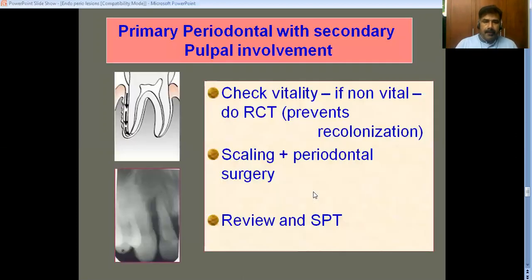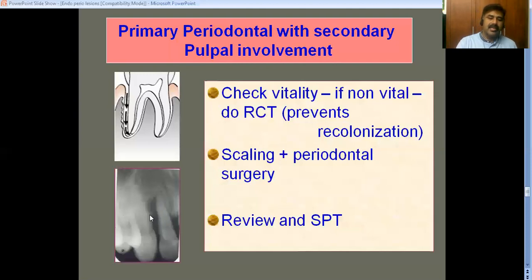Right. Now, if it is a primary periodontal lesion with secondary pulpal involvement, look, this is a similar condition. I mean, a condition in which you have a deep pocket over here, almost extending to the apex of the tooth, and through this apical foramen, the pulp has also become infected.